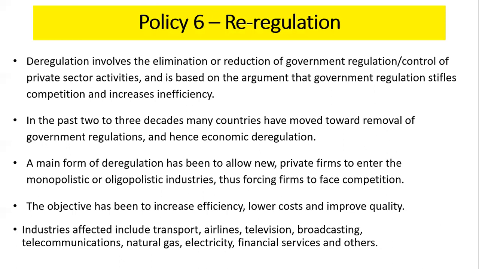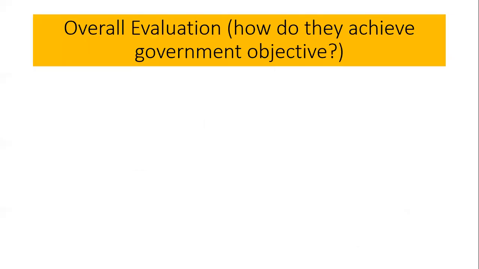Industries affected include transport, airlines, television, broadcasting, telecommunications, natural gas, electricity, financial services, and others. If you think about it, and you wouldn't remember this, and I wouldn't remember it either, but when live TV first came into people's homes, you only had BBC, and that was channels 1 and channel 2. Now you've got ITV, you've got channel 4, you've got Sky, you've got a whole wealth of channels. Consumers now have more choice. Where there's more choice, that was brought about by deregulation. There's less rules and red tape over who can do what.